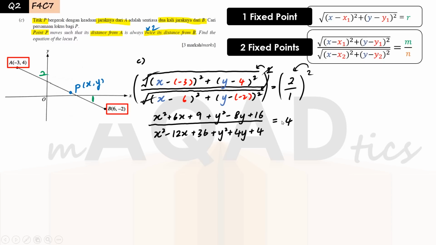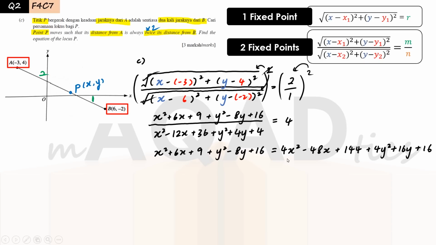So here will be 4. And on the left side, I have expanded the brackets, so it will be something like this. Okay, and to simplify even further, I'm going to move the denominator to the other side, so all the values here will multiply with 4.